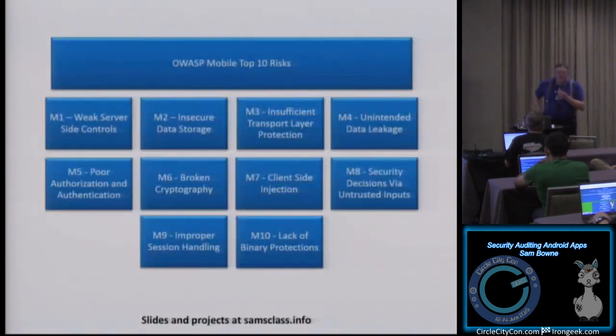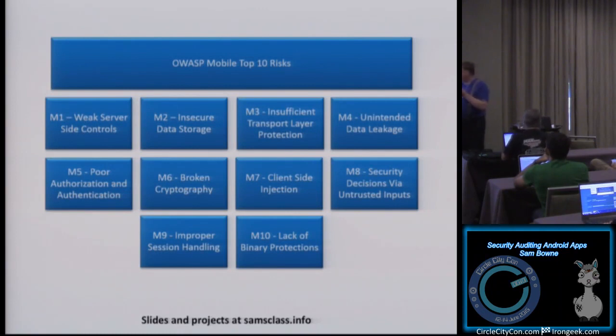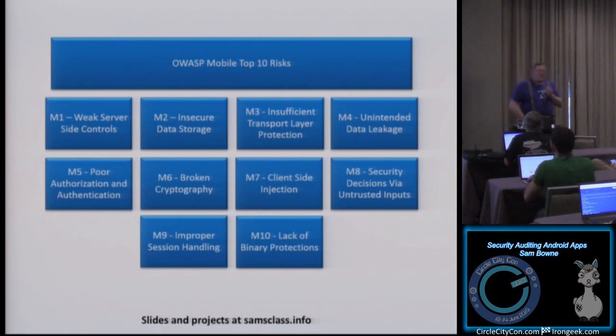So OWASP, as always, has been on the job, and they have made the mobile top 10 risks. And the ones we're going to check for here with the hands-on projects, because they're easy enough to do in just 2 hours, are lack of binary protections and insufficient transport layer protection. The most common vulnerability in Android apps is lack of binary protections, which means you can take apart an Android app and see the Smali code, which is more or less easy to read source code, and you can modify it and make a modified app. And that is a really bad idea, and it is completely unnecessary.